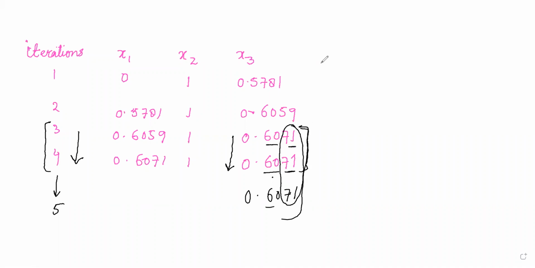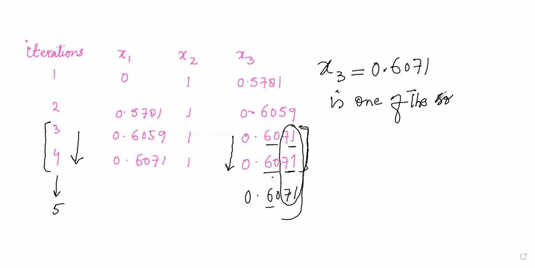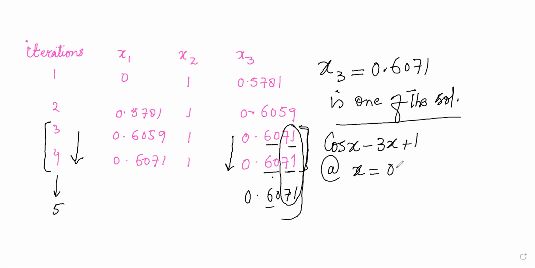Therefore, we conclude that x3 equal to 0.6071 is one of the solutions of the equation. So for the equation cos x minus 3x plus 1, at x equal to 0.6071, the value of this function almost becomes equal to 0. Therefore, we take this value to be one of the approximate solutions. This is how the equation is solved.